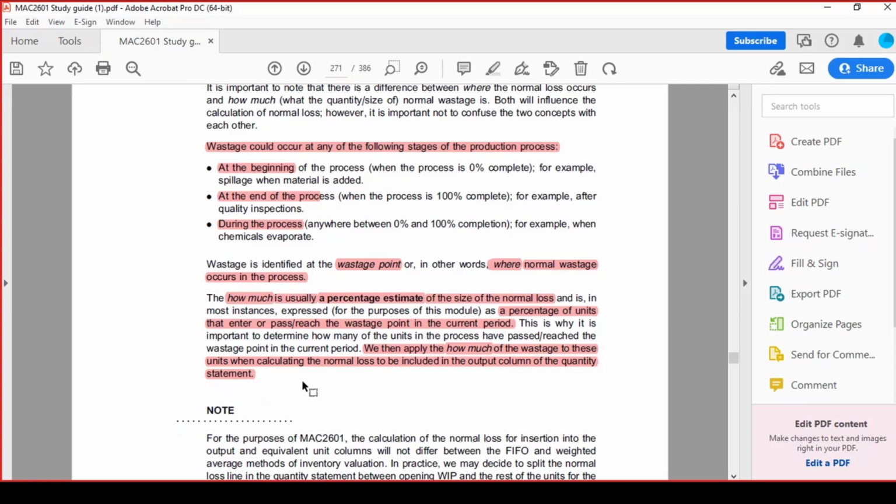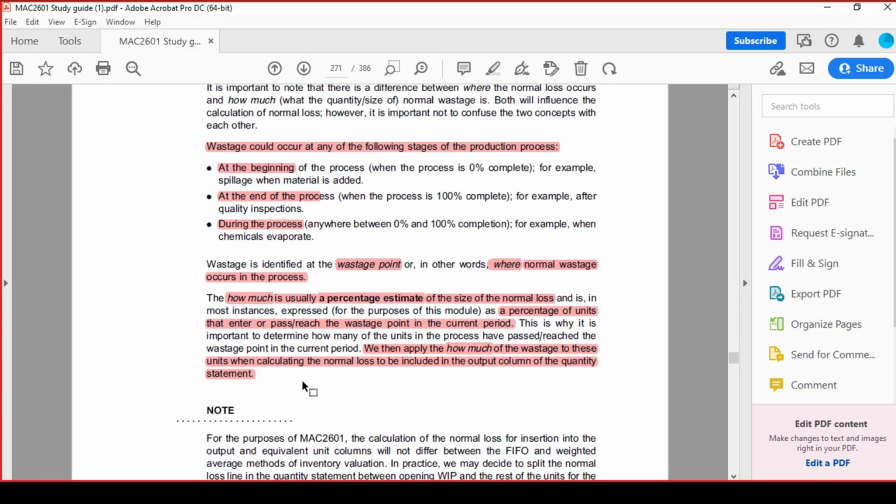Still using the example of chemicals evaporating during the process, depending on the environment, two things you need to note are the wastage point and how much is this loss. The wastage point, as I've mentioned, could be at any stage: at the beginning, during, or at the end. It is where your normal wastage occurs within this process. So let's say normal loss occurs when you are 25% into this process. That means when you're doing your quality inspection, 25% within this process, normal loss happens. That's your wastage point.